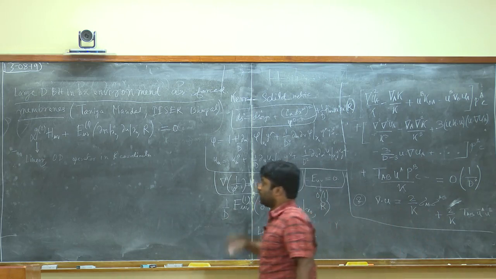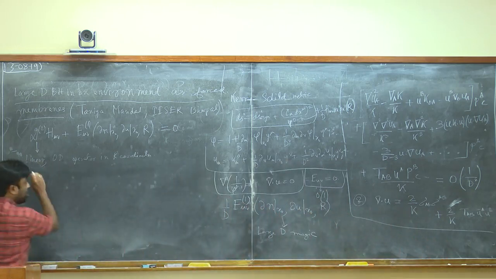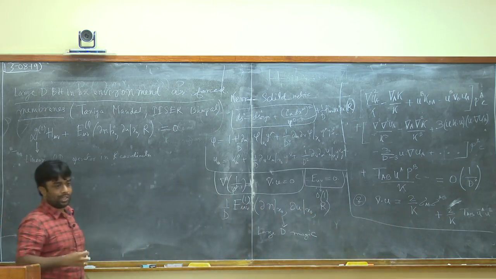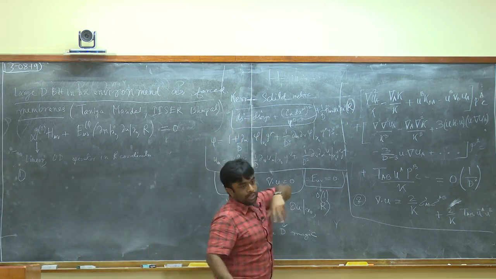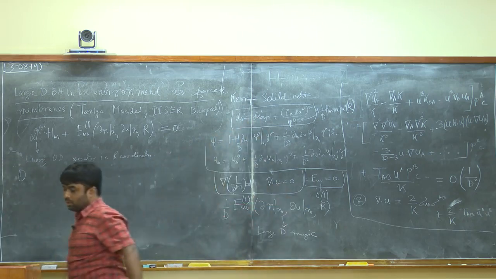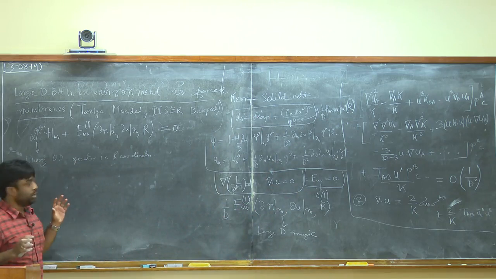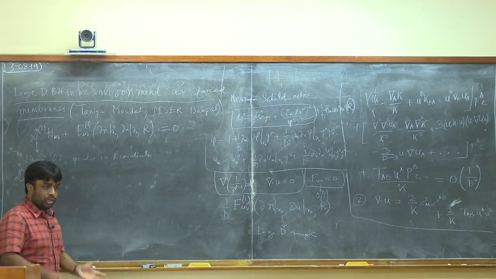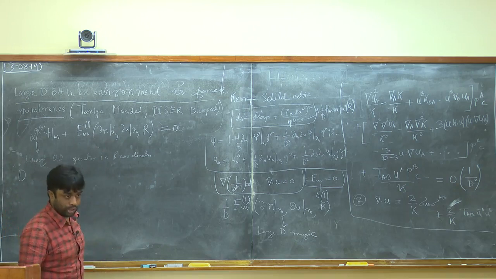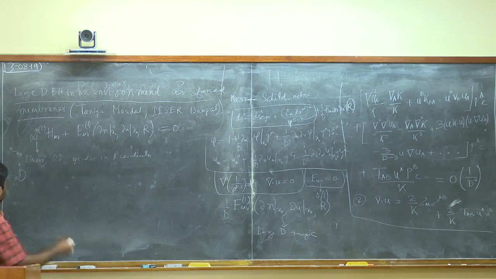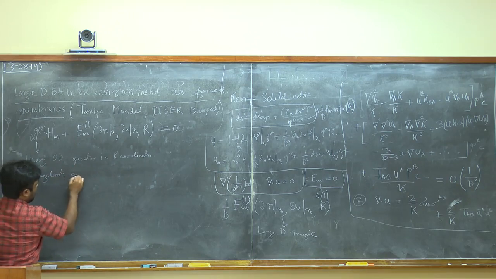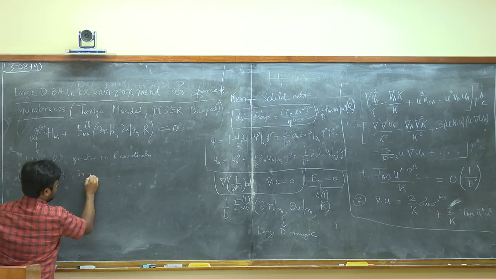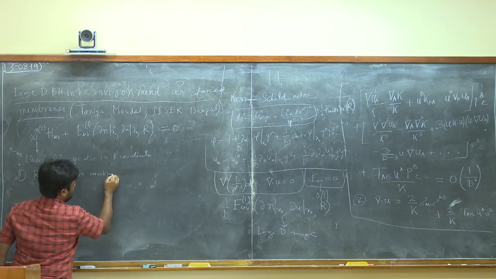So this can be solved, but as Gautam pointed out, there are some ambiguities in the solution. So how do you fix the ambiguities? First of all, I started with a coordinate system that was regular at the horizon. So I do not want my corrections to do something weird. I demand that my metric corrections are also regular at the horizon in the membrane region. So that's one.